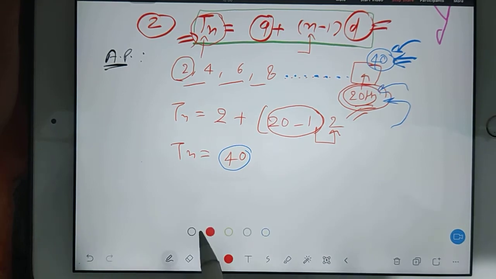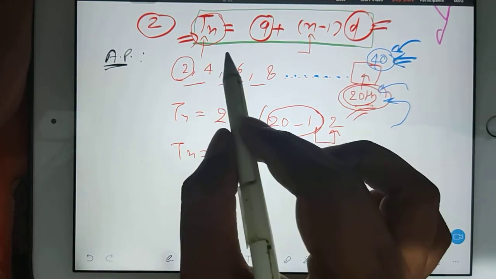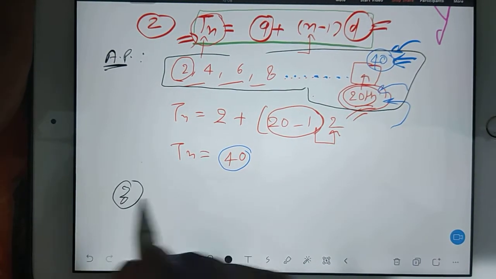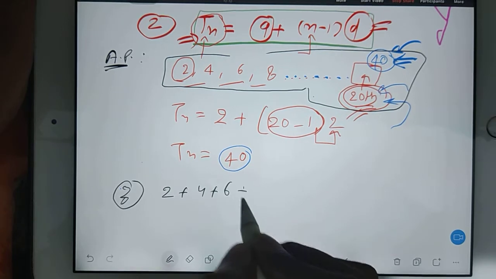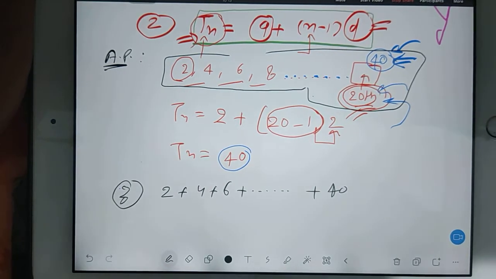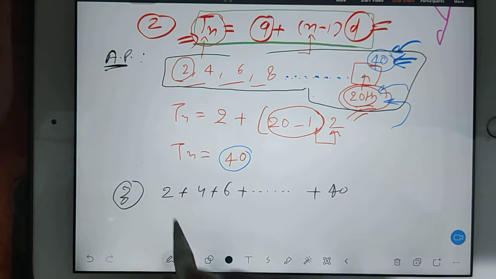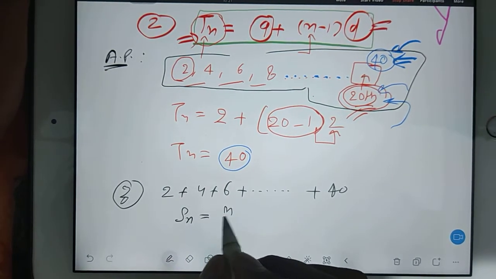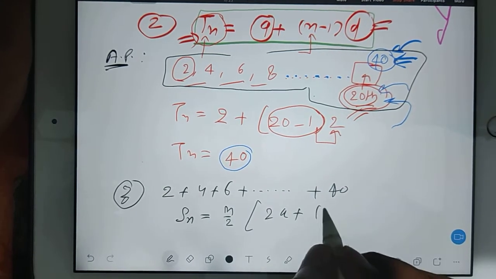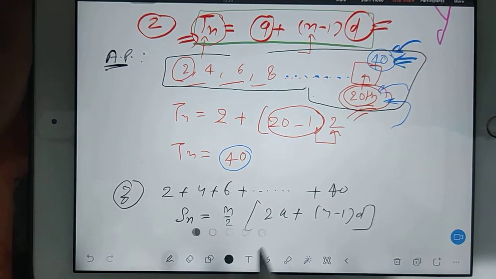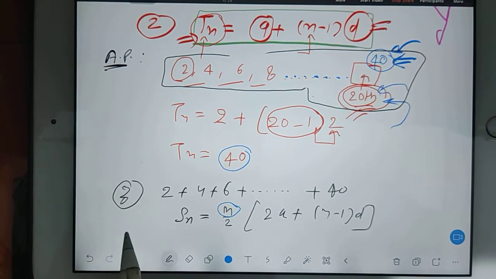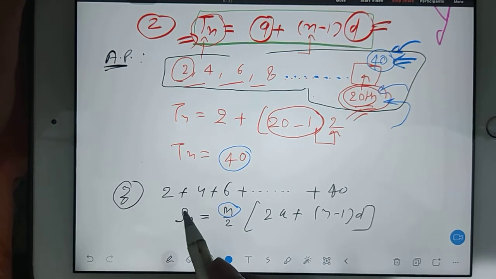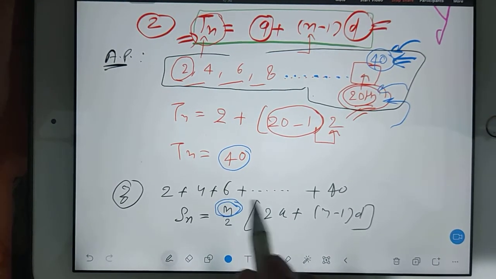Now, if I want to add all these numbers till the 28th number, it means, now my third point, I want to add 2 plus 4 plus 6 plus 8, till the 28th term. So we have to follow this formula. If you can recall, Sn is equal to n by 2, 2a plus n minus 1 into d. This was the formula. What is n here? N represents, in the given series, for how many terms you want to find the sum.